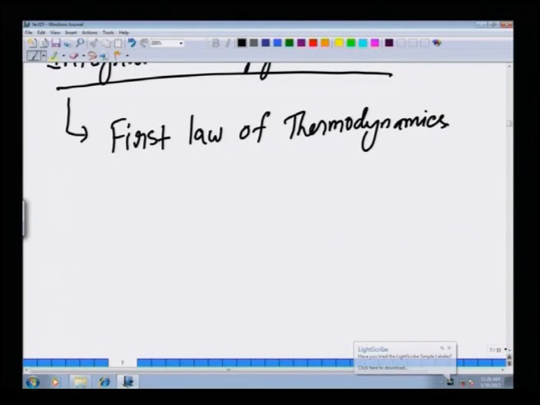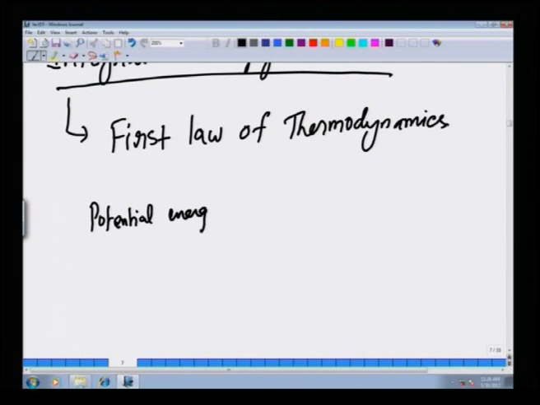The first law of thermodynamics is essentially a generalization of the notion of energy to systems such as fluids. So, the notion of energy is familiar from mechanics, where you had potential energy and kinetic energy of a macroscopic object like a sphere.